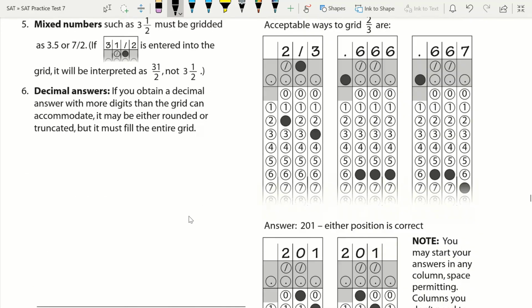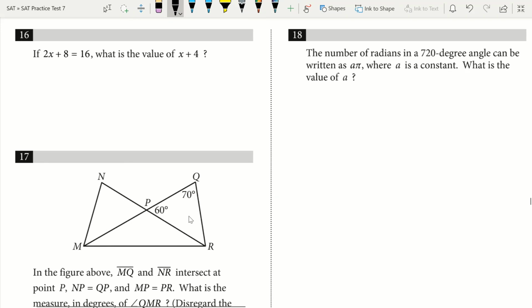Alright, question 16. If 2x plus 8 equals 16, what's the value of x plus 4? I divide everything by 2. Now I'm going to get x plus 4 equals 8, so my answer is 8.